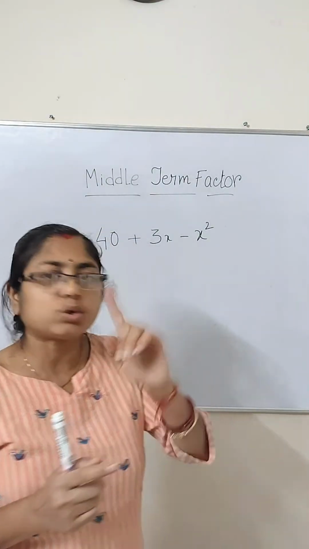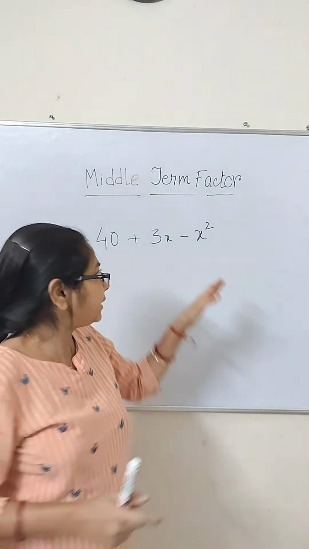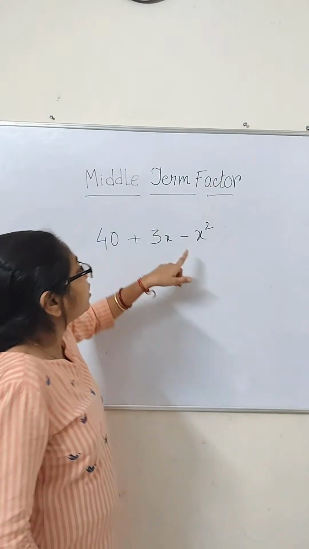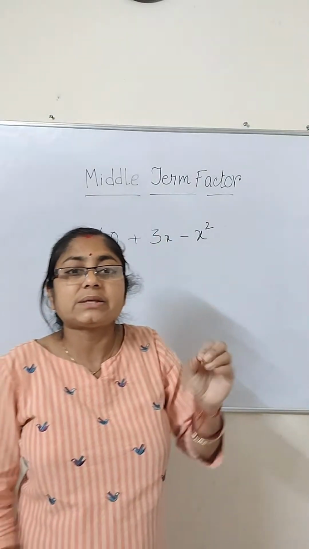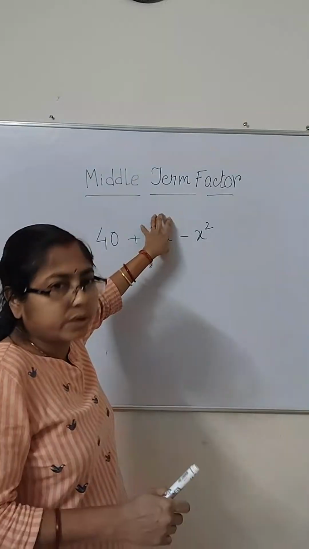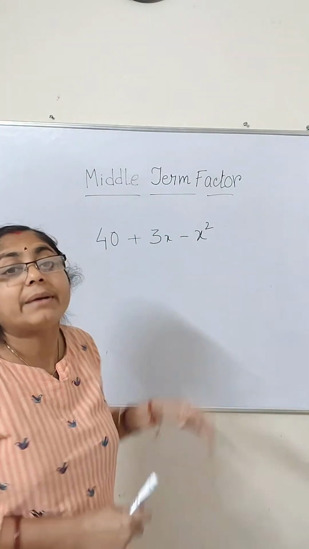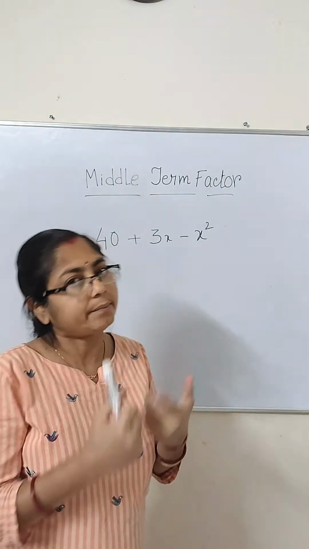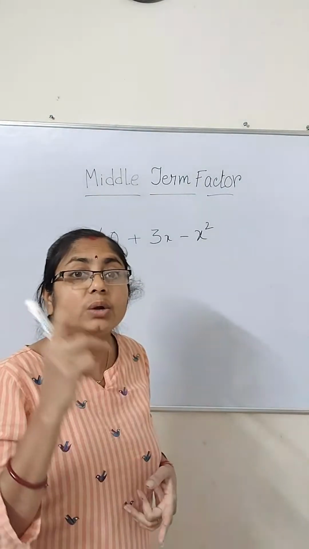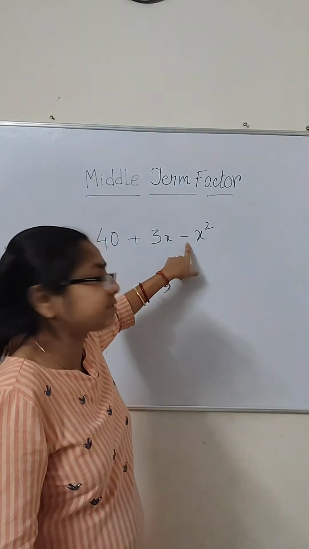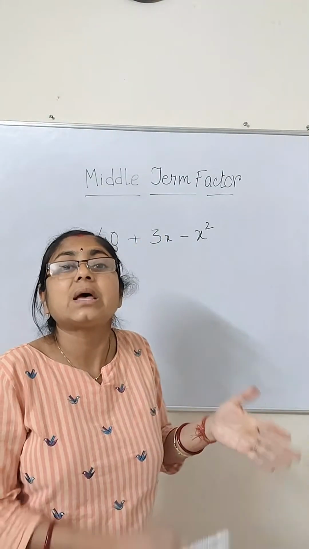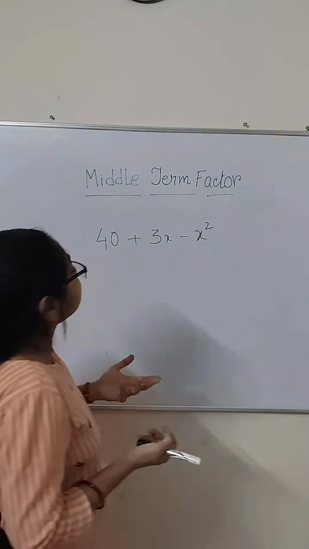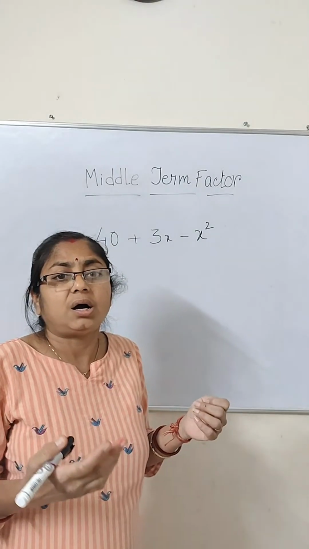Then first you check whether it is a middle term factor or not. Yes, it is a middle term factor. Then you break the middle part, meaning 3x. But how can you make the 3? You make the 3 with plus or minus, either process. How can you decide it? You check this sign. If it is minus, you make the 3 through minus. And if there is plus, then it is plus.